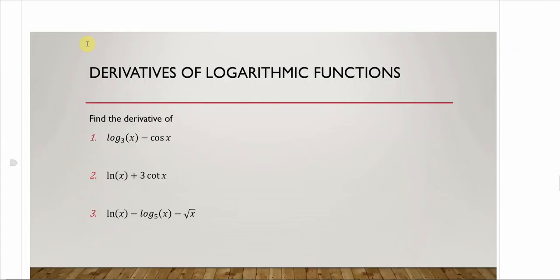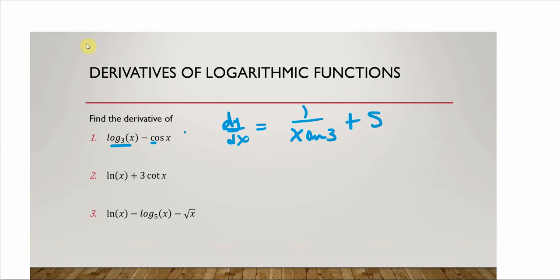Okay, so let's try some examples of logarithmic functions. What's the derivative of log base 3 of x minus cosine of x? Well, dy/dx is going to equal 1 over x natural log of 3, which I believe I did on the last slide. And the derivative of cosine is negative, and there's already a minus there, making it a plus sine of x. And this is my slope. This will help me find the slope of this function anywhere.